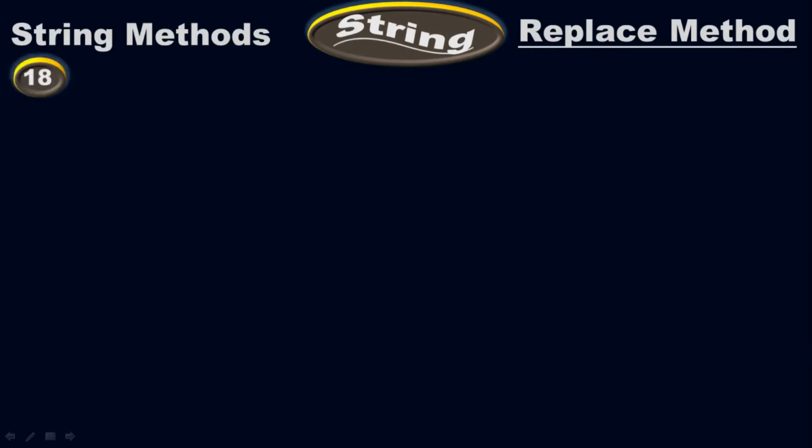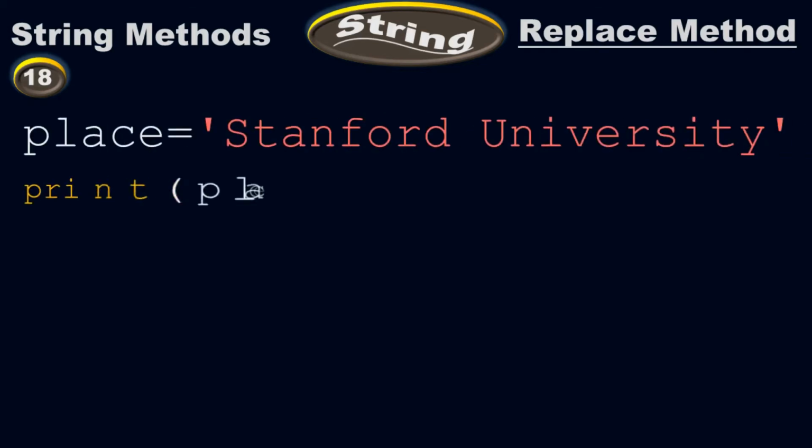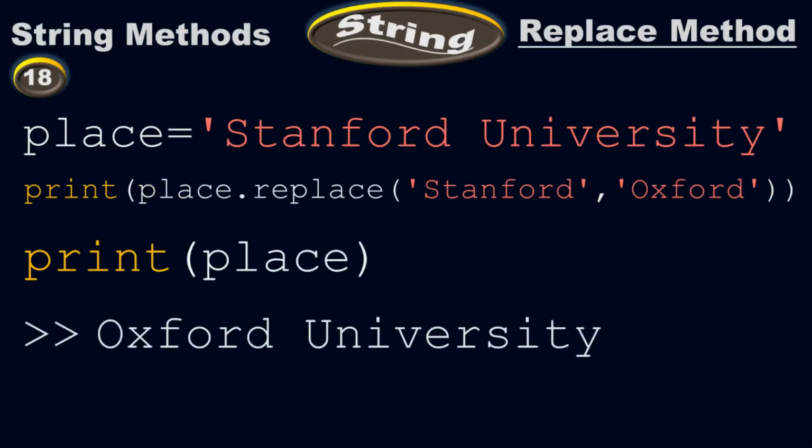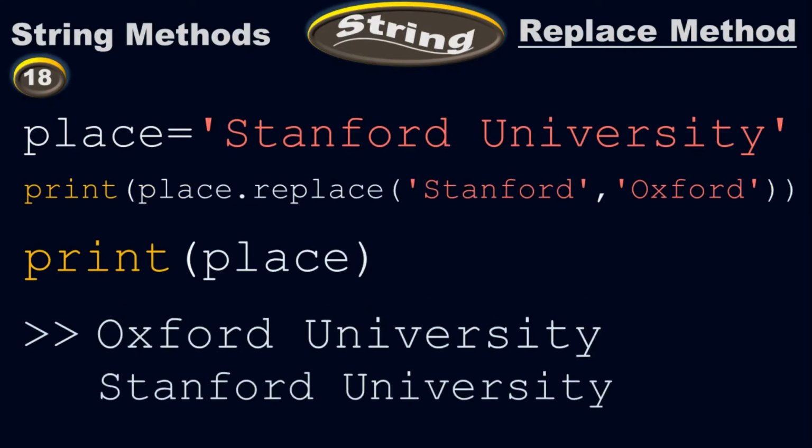Example number 18. Let's check whether it affects the original string or not. I will take the same example here, but this time I will take print of place as well. So when you run the program, in the output you will get Oxford University and Stanford University. Look, we have two print functions, so I got two lines in the output.